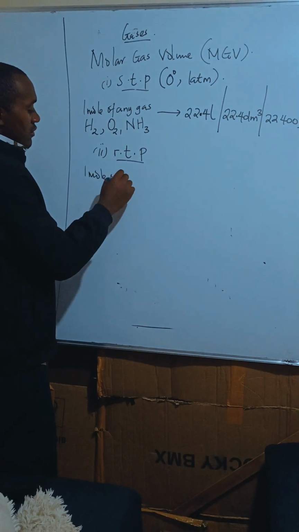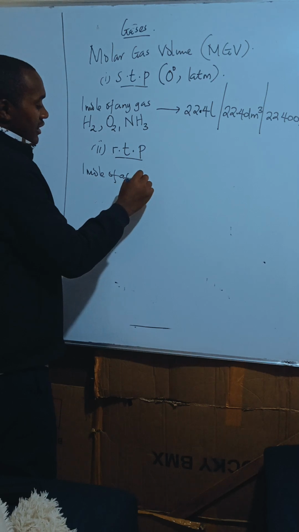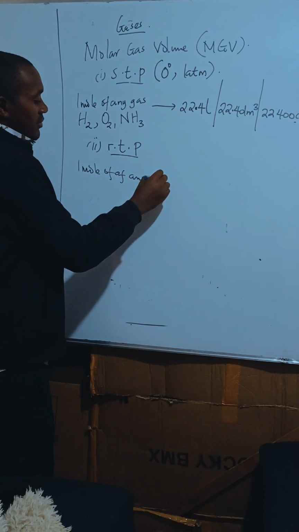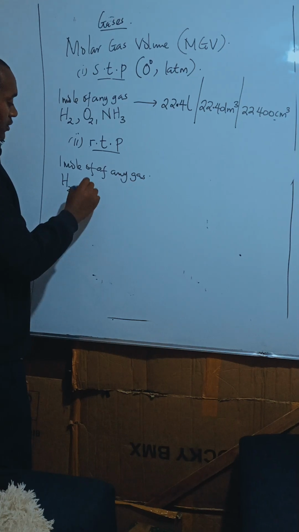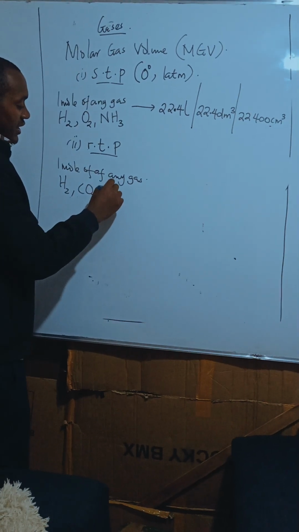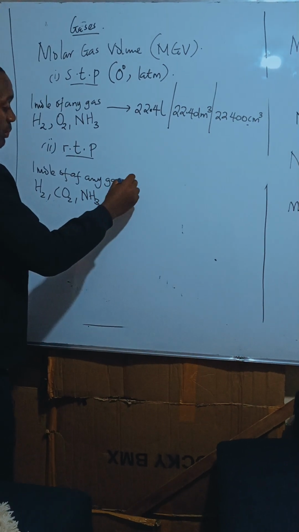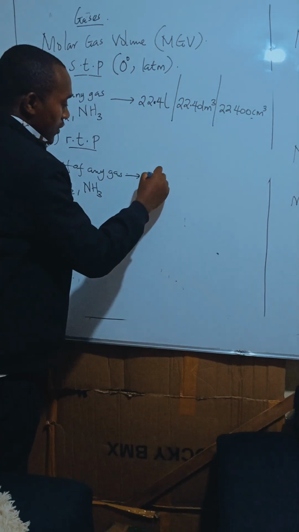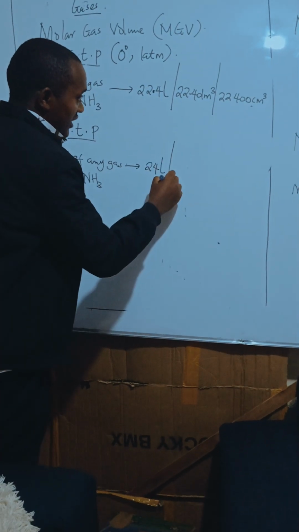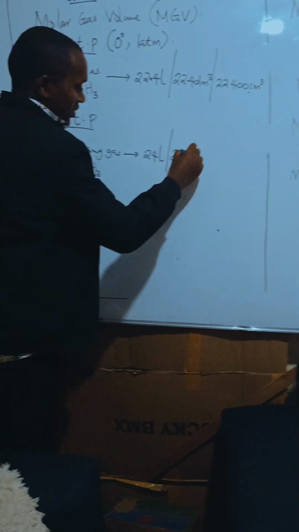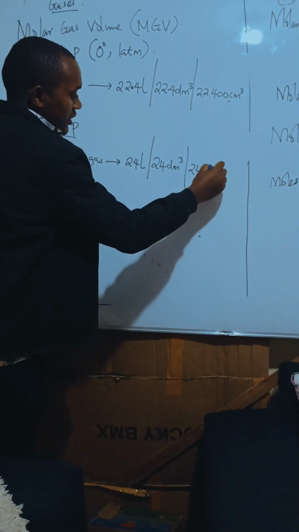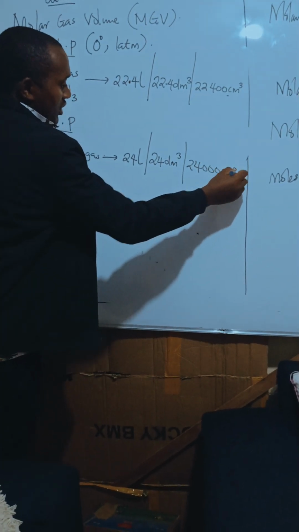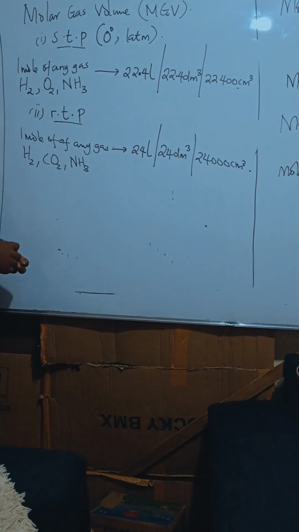1 mole of any gas, let it be hydrogen, let it be carbon dioxide, let it be ammonia, these are gases, occupies 24 liters, which is the same as 24 dm cubic, which is the same as 24,000 centimeter cubic.